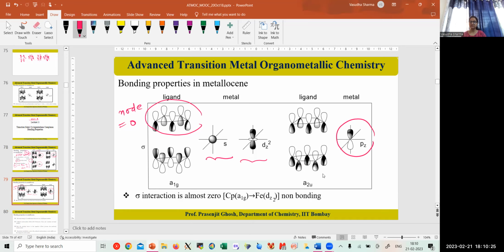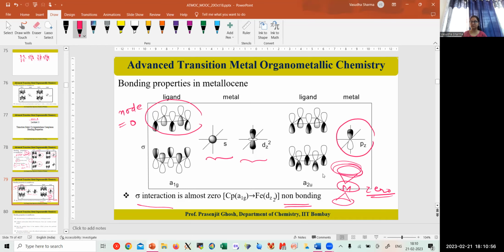But actually, when we consider these kinds of bonding in metallocenes, we have seen in the last class that they generally form this cone type of shape where the metal is in the center. The ligand orbitals are in the periphery of your cone, whereas the metal is in the center of your cone. So for the sigma interaction, the overlap is now minimal, almost zero. That's why the sigma interaction in this metallocene case becomes a non-bonding thing and is not a strong bonding at all.